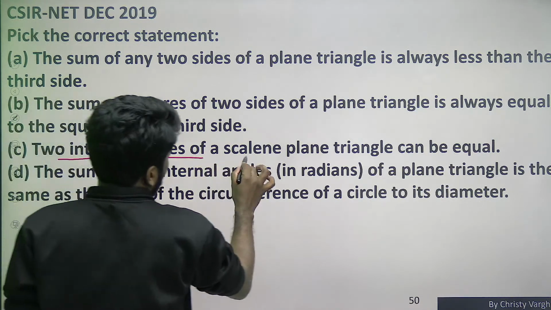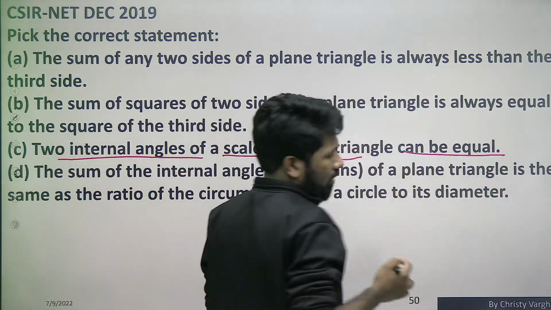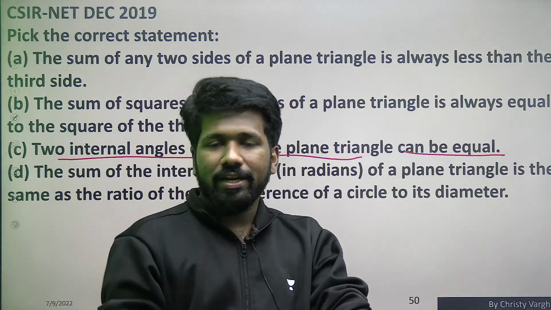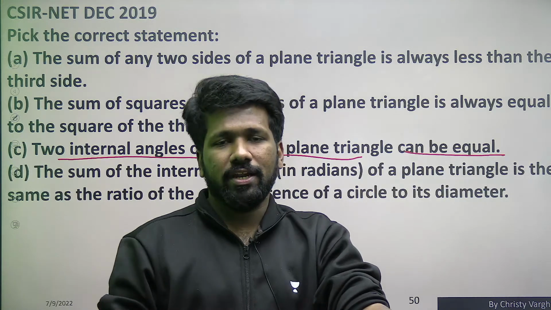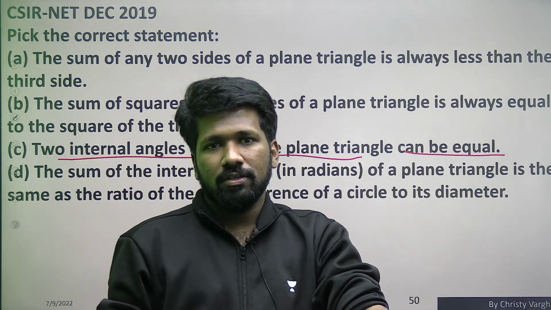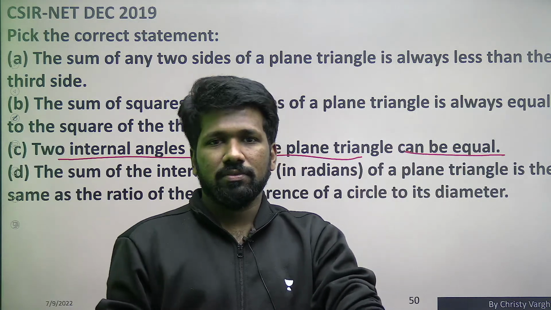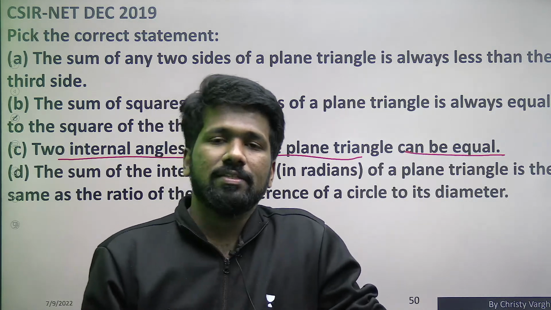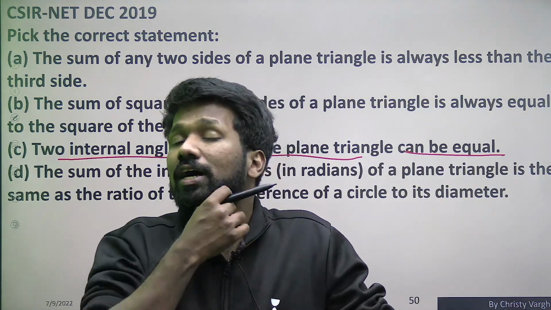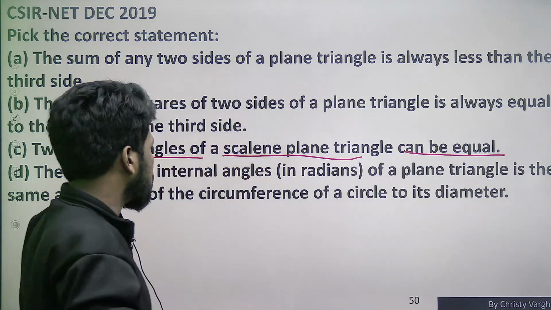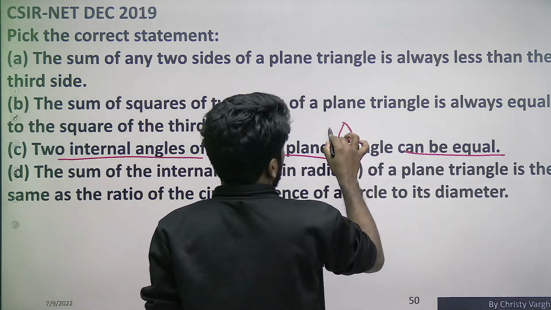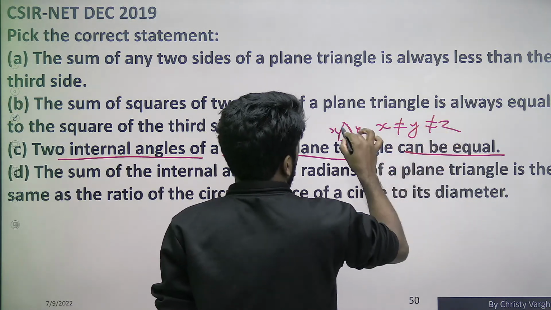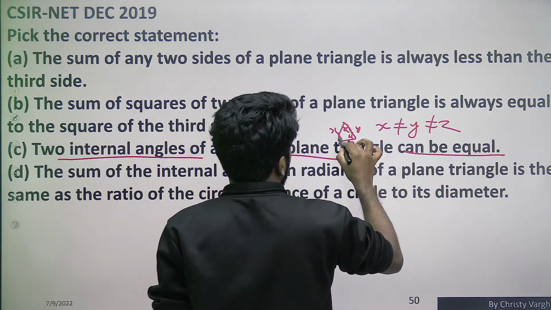Two internal angles of a scalene plane triangle can be equal. What is a scalene triangle? I showed in the previous slide, or you already know. In a scalene triangle every angle should be different, strictly different. A scalene triangle is the exact opposite of an equilateral triangle. In equilateral, every angle should be equal and every side should be equal. But in a scalene triangle every angle should be different and every side should be different. That means to be scalene, if the sides are x, y, z then x is strictly not equal to y not equal to z, and if the angles are A, B, C then A not equal to B not equal to C.